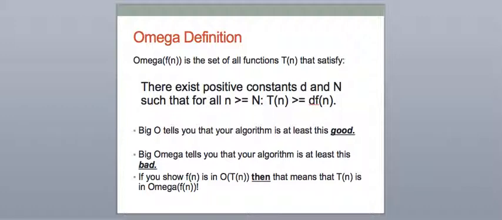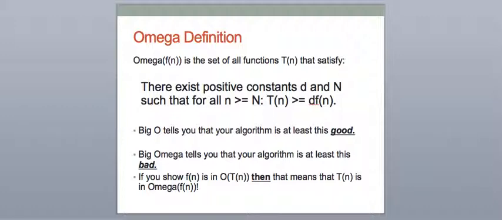So big O tells you an upper bound and omega gives you a lower bound. So if we had a function n, we can easily see that n is sandwiched in between n squared and 0.5n for all n greater than 0. So we can make the following two statements, that n is in big O of n squared and n is also in omega of 0.5n. The thing to take away from all of this is that big O tells you that your algorithm is at least this good, and that big omega tells you that your algorithm is at least this bad.